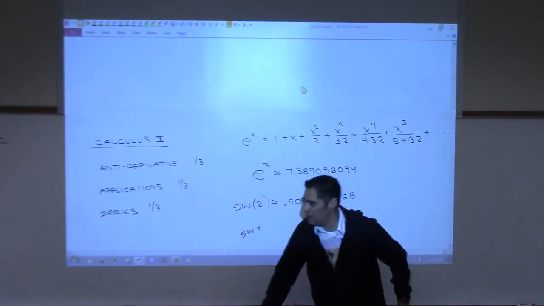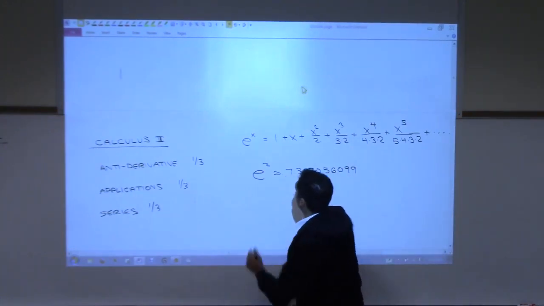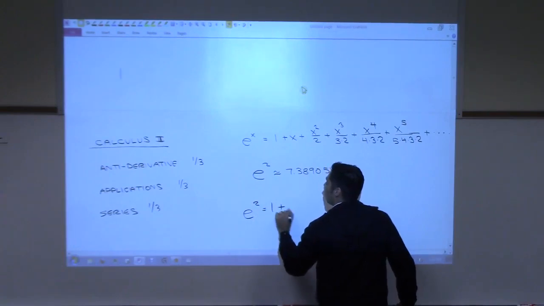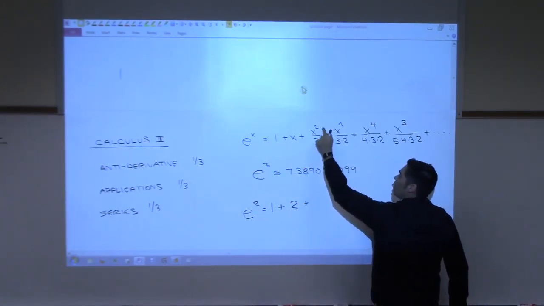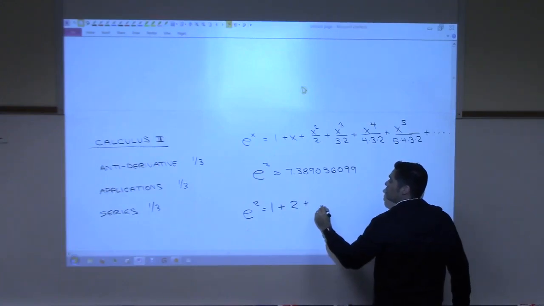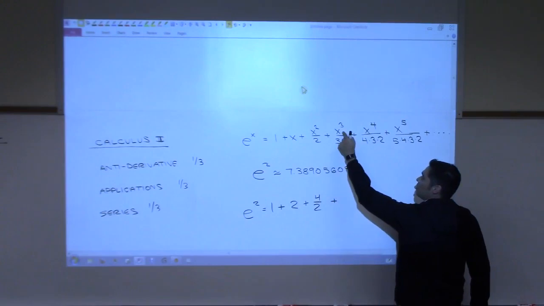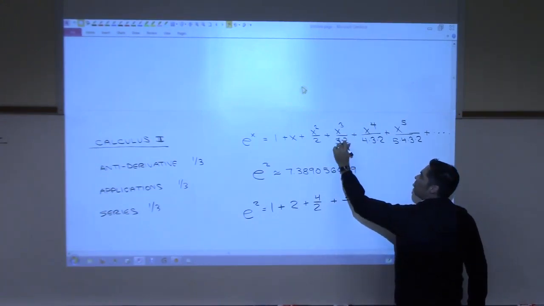And if you don't believe me, just plug 2 in for x. So if I use that right there and I do e squared, that should be 1 plus what? 2 plus 2 squared, 4 over 2, which I'll just leave as 4 over 2. It's 2, but the next one would be 2 cubed, 8, over, this is 3 times 2.